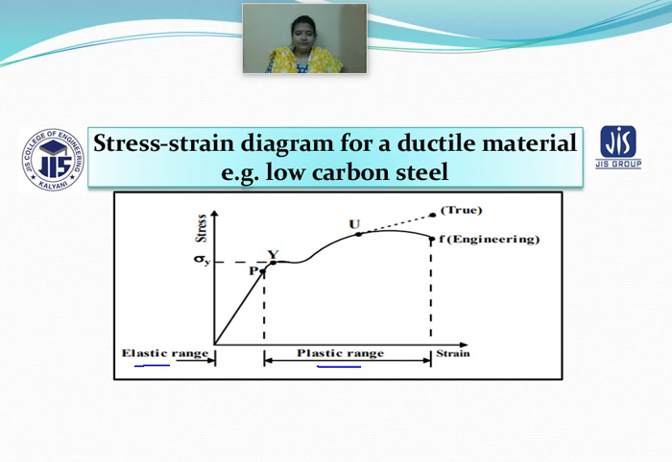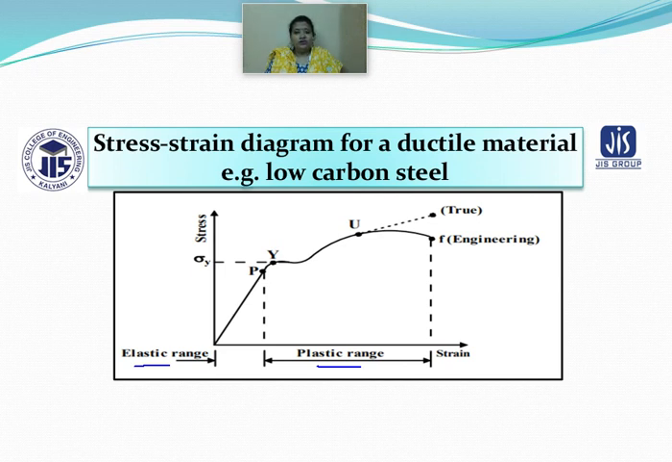Next, if I talk about Hooke's law, I have also told that stress is proportional to strain within the elastic limit. That ratio, stress by strain, is what we call the modulus of elasticity. So if it is within the elastic limit, it is obeying Hooke's law. So here also we are talking about stress and strain.